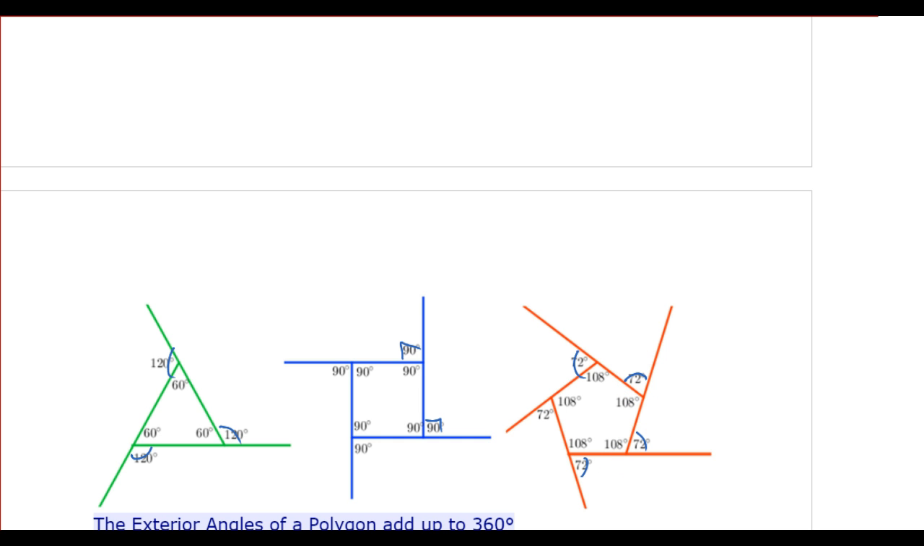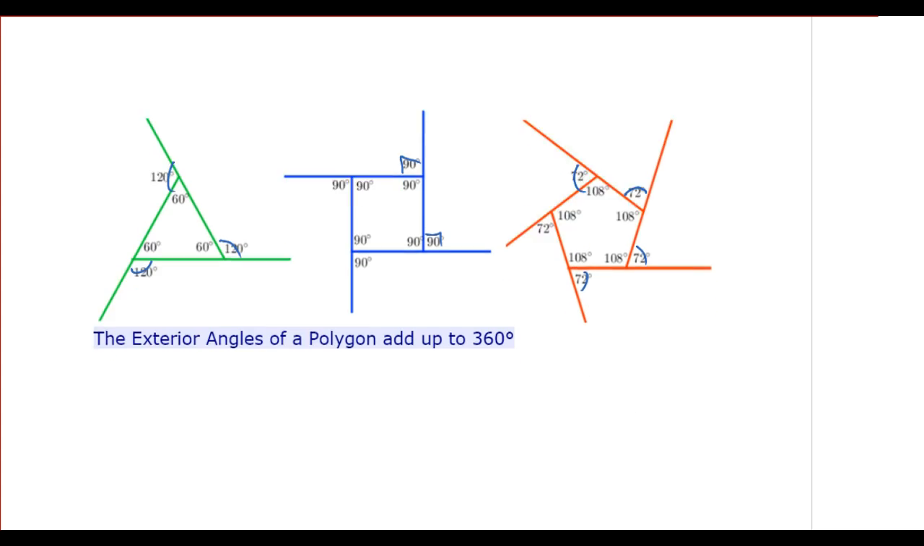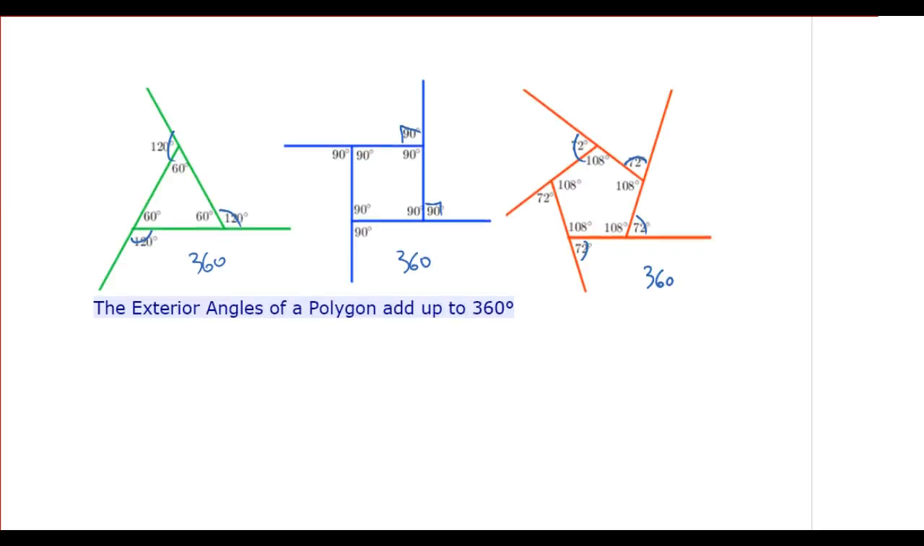Now there's a special thing with exterior angles. They're always going to add up to 360, and you can check that for any shape here. If we added 120 times 3, that's going to be 360. 90 times 4 is going to be 360. 72 for the pentagon times 5 is going to be 360. So it doesn't matter what the shape is. The exterior angles are always going to add up to 360. So that formula is pretty straightforward.